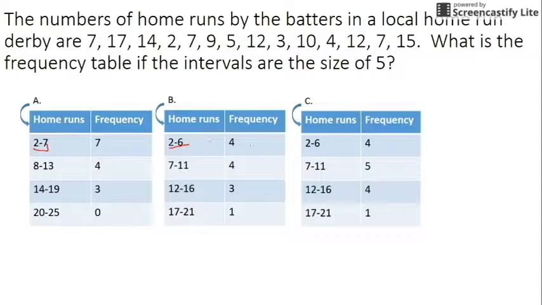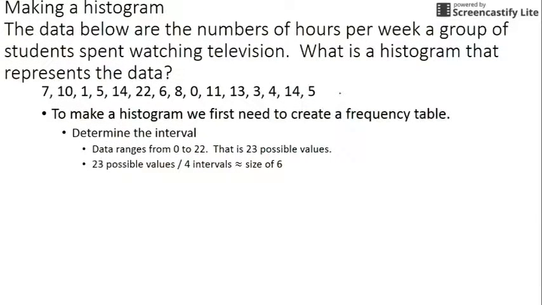So now we got to figure out which one has the right frequencies. So let's look at one where they disagree. Right there, between 7 and 11. B says there's 4, C says there are 5. So let's go ahead and count all the ones that go from 7 to 11. So there's 1, 2, 3, 4, 5. So the answer must be C. It counted the proper frequency for 7 to 11.